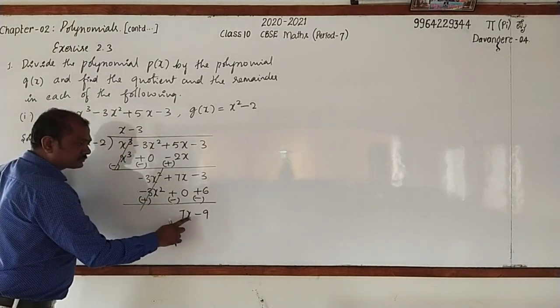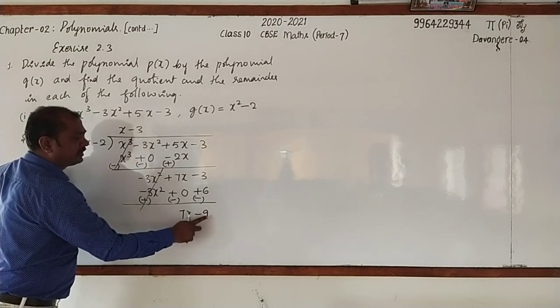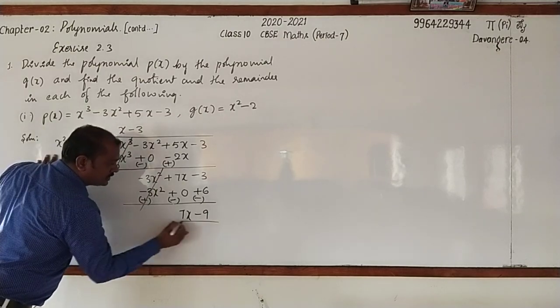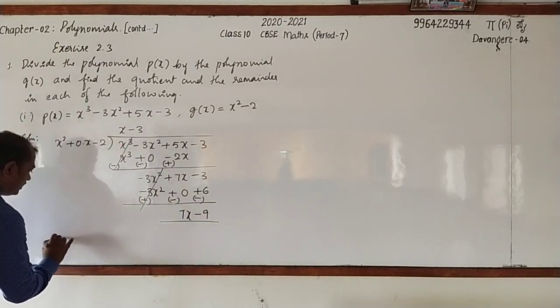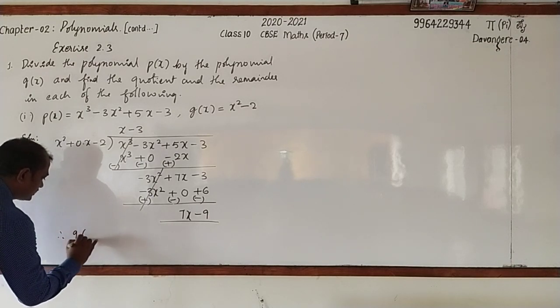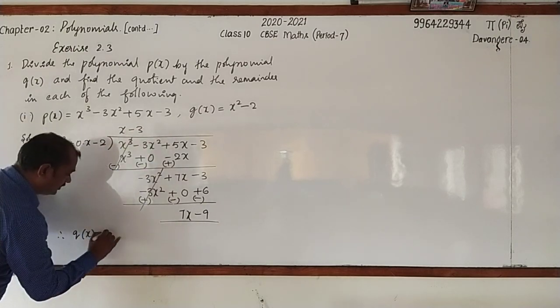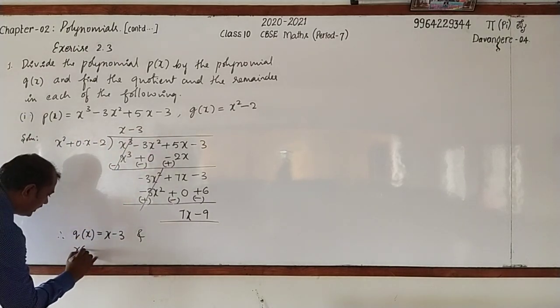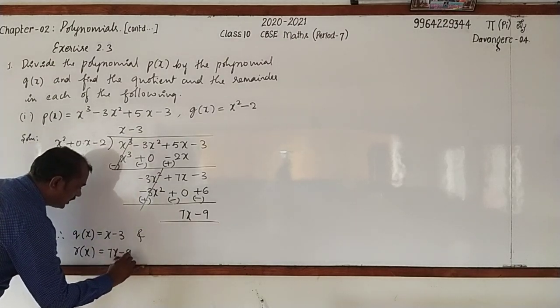Observe the degree of the polynomial 7x minus 9 and compare it with this divisor. It is lesser. So this will be the remainder. Clear? So here I will write. Therefore, quotient is q of x. What is that q of x? This is x minus 3. And remainder r of x is equal to 7x minus 9.